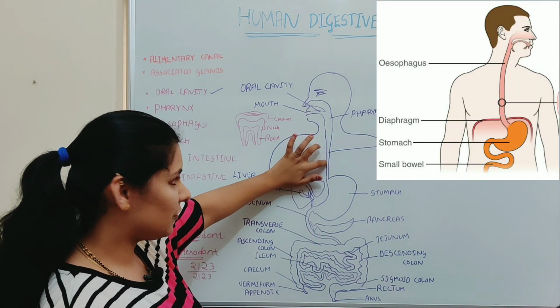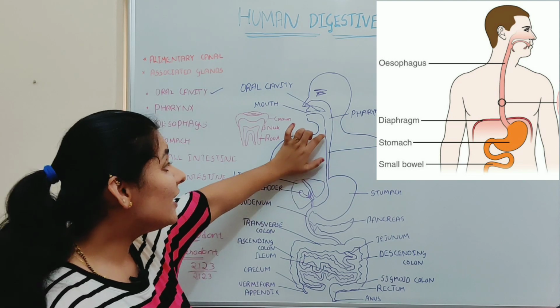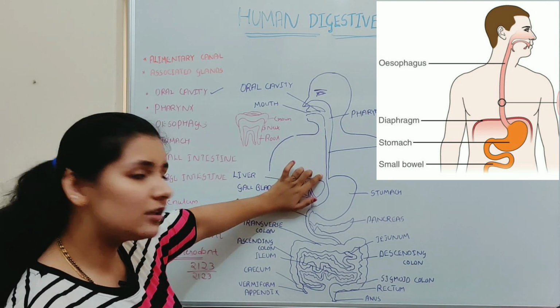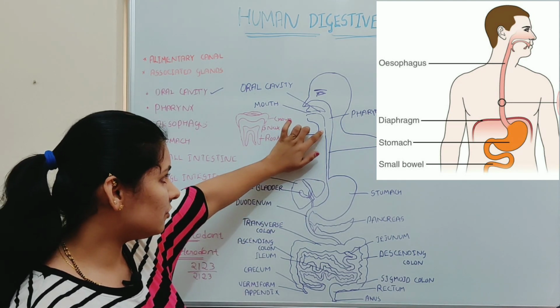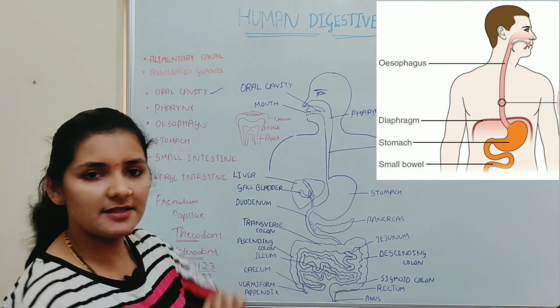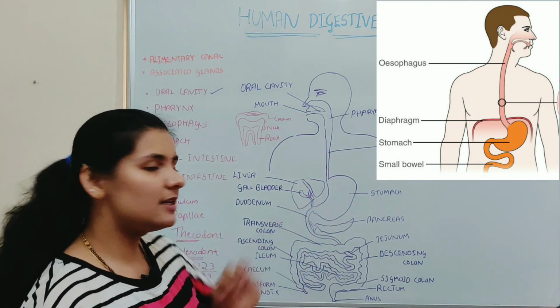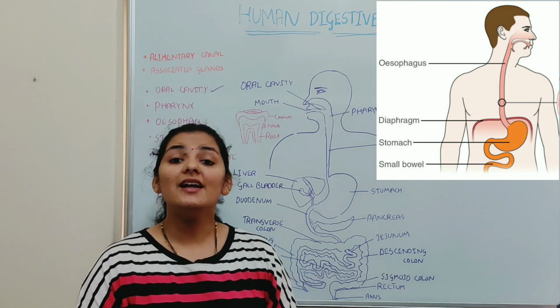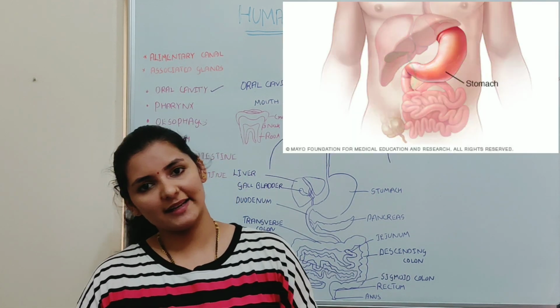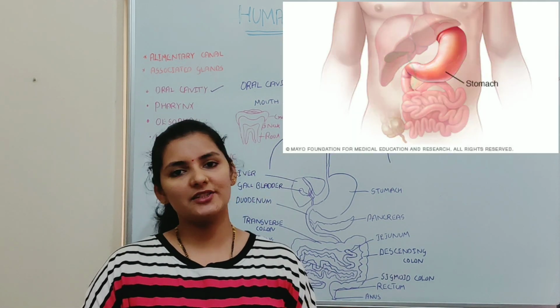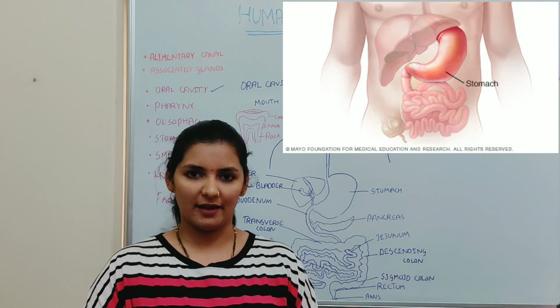Pharynx leads to esophagus. As you can see in this diagram, esophagus is a very long thin tube which passes through the neck, thorax and diaphragm, and it joins the J-shaped stomach. Stomach is a J-shaped bag-like structure which is present on the left side of your body just below the diaphragm.